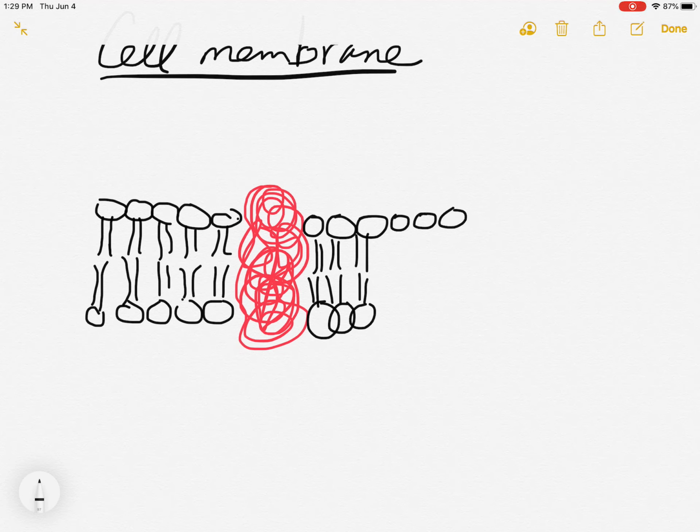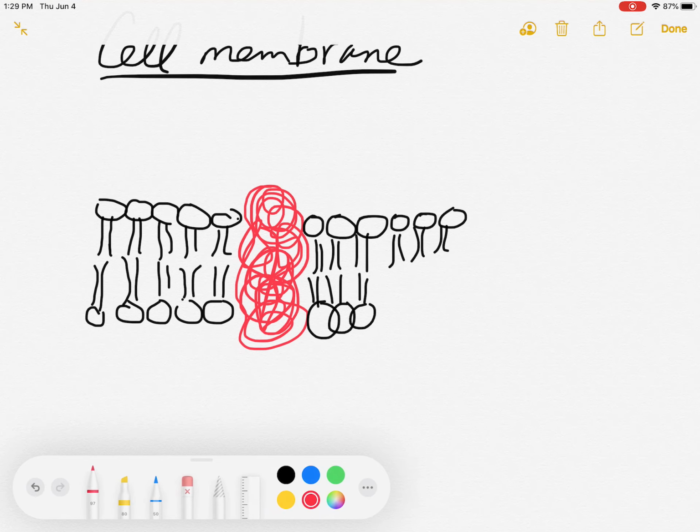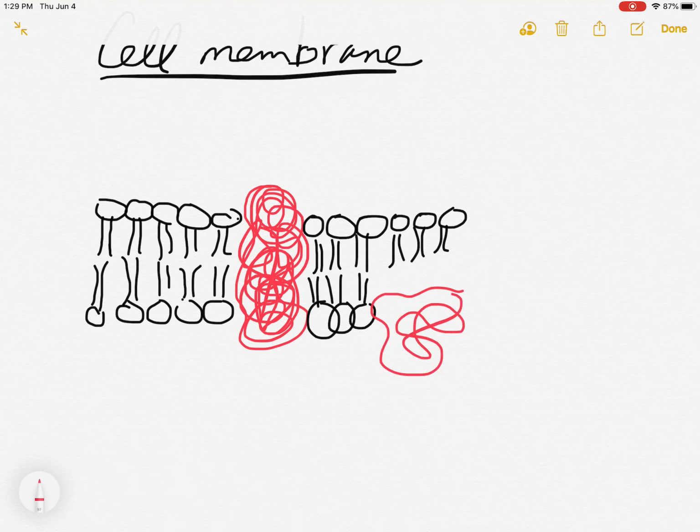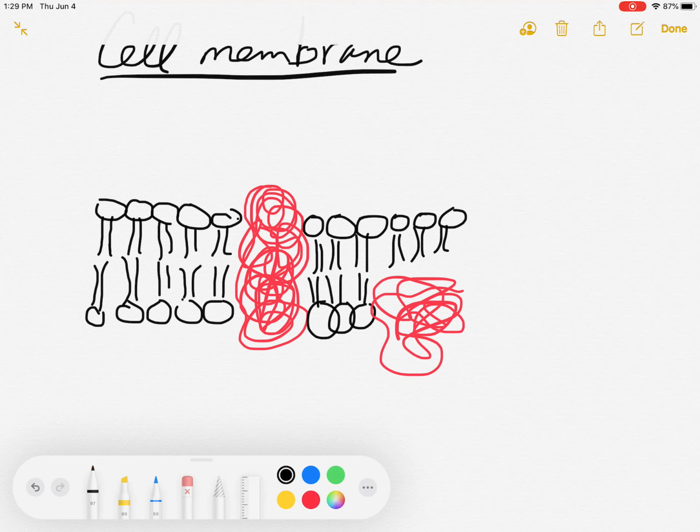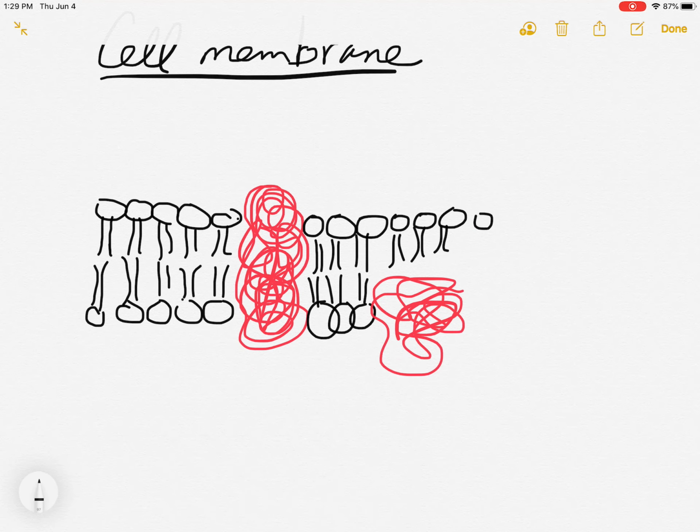Some of the proteins go all the way through, but some of them, like this one I'm going to draw next, are just sort of on one side. So here's another protein that's just kind of bubbled up here, and it's kind of sticking out like that. So only on one side of the membrane.